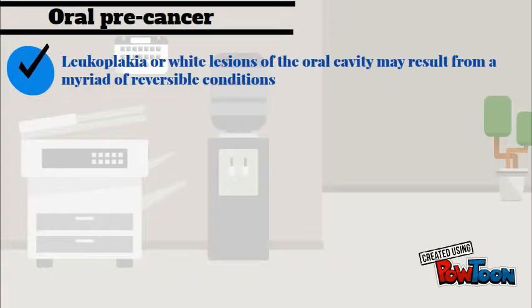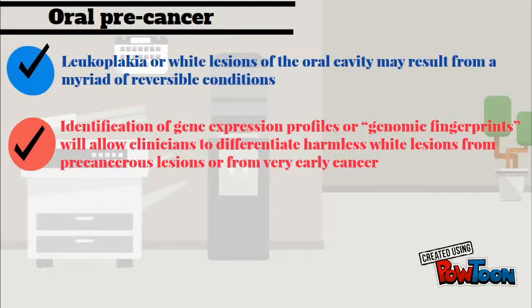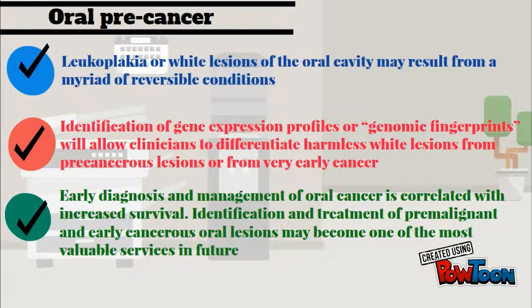Oral precancer: leukoplakia, or white lesions of the oral cavity, may result from a myriad of reversible conditions. Identification of gene expression profiles allows us to differentiate harmless white lesions from precancerous lesions. Early diagnosis and management of oral cancer is correlated with increased survival.